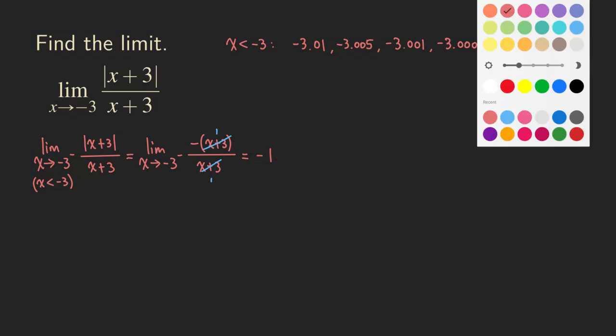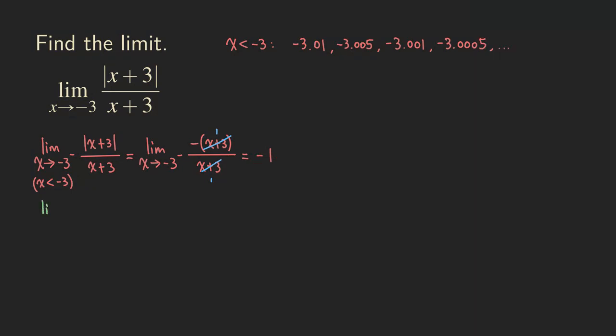Now, we need to consider the right side limit. So let's look at this one here. Let's say we're approaching negative 3 from the right side. That means all those x values that you are taking to approach the negative 3 from the right would be greater than this negative 3. So let me copy down the function first.